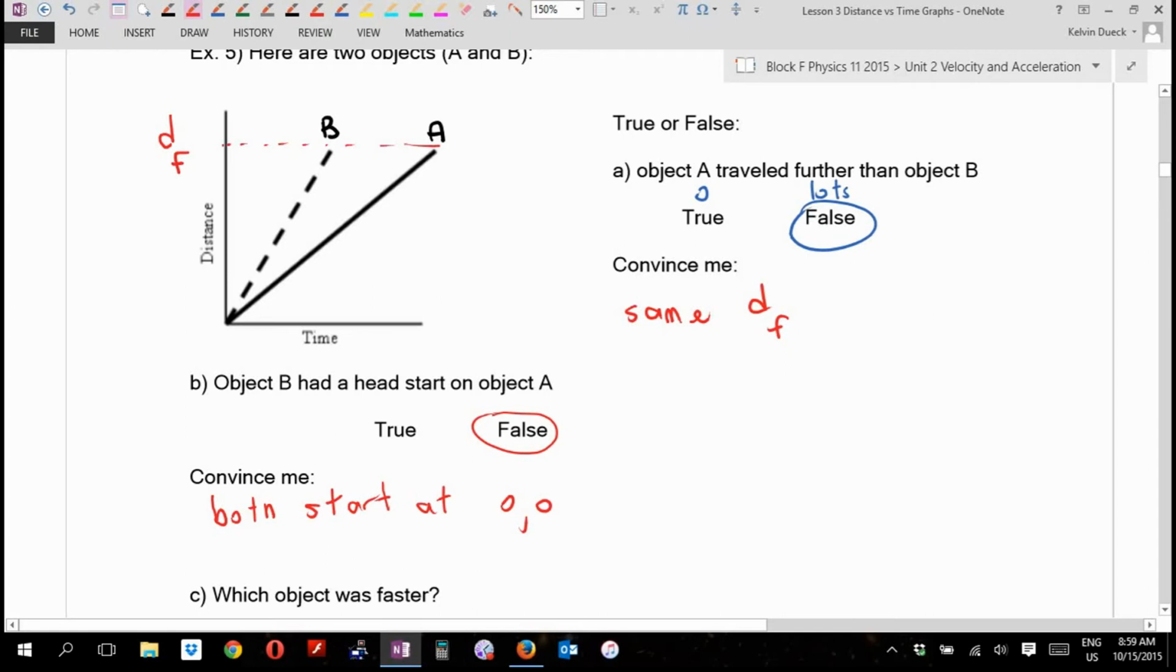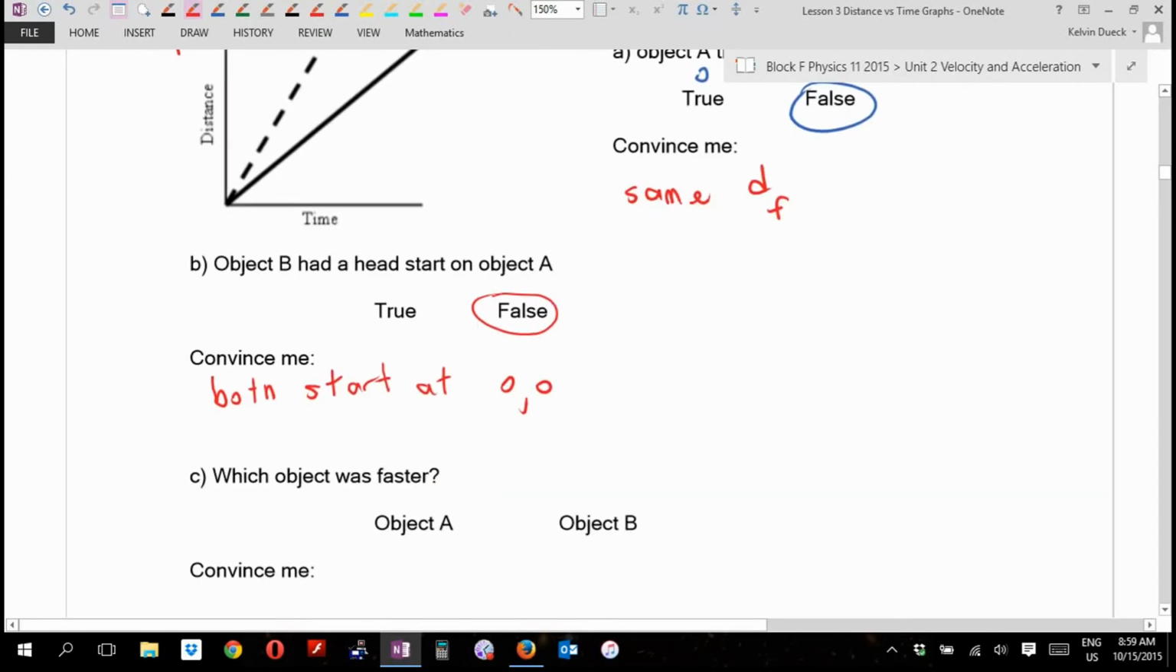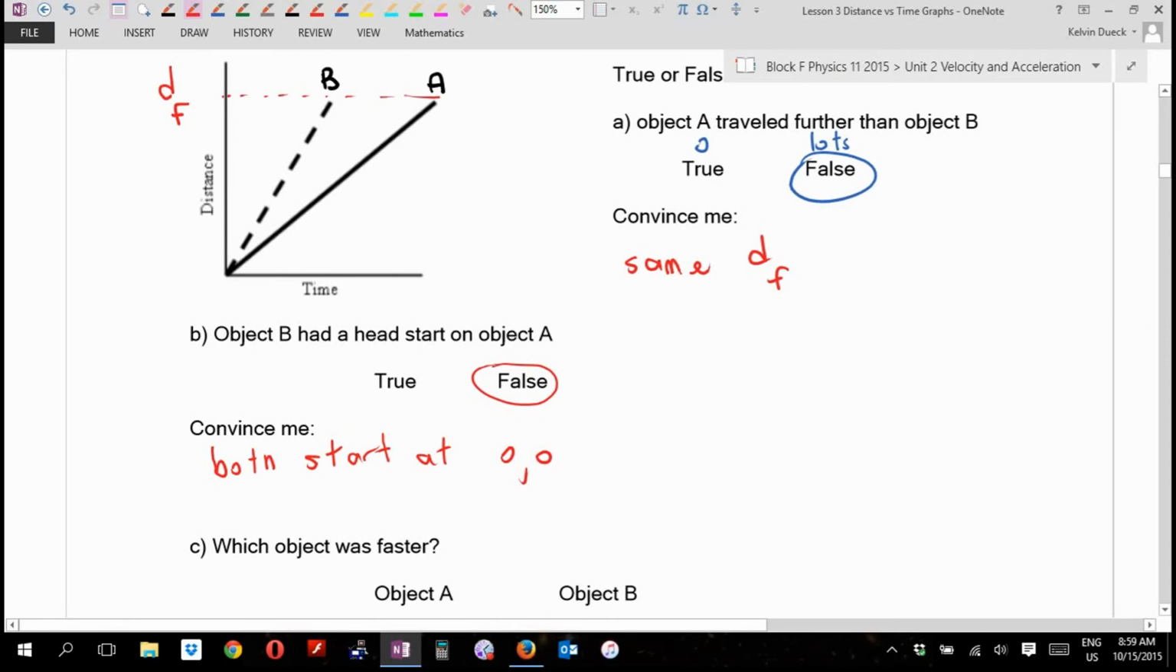Hey, which object was faster? A or B? And convince me. A? Convince me. Because it covered more. Wait, okay, he just caught himself. He made a very common mistake, because kids say, oh, A is a bigger line. Must be faster.